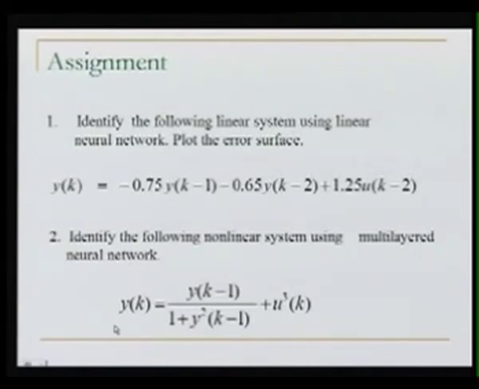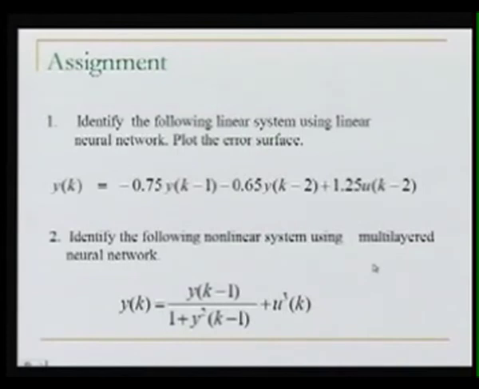You generate the data for this using this actual model, taking UK again as a randomly generated number from 0 to 1, and then normalize these values YK and UK between 0 to 1, because your neural network has an activation function whose output is between 0 to 1. So, you have to normalize the output also between 0 to 1, and after that you train.